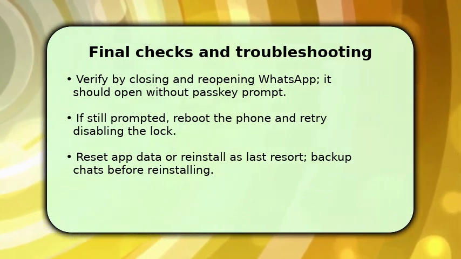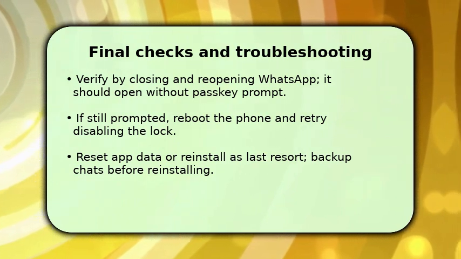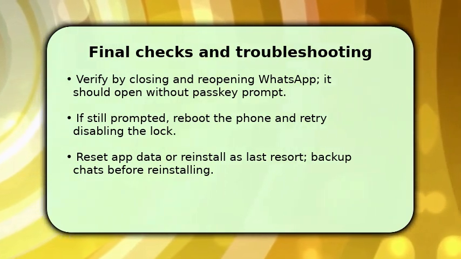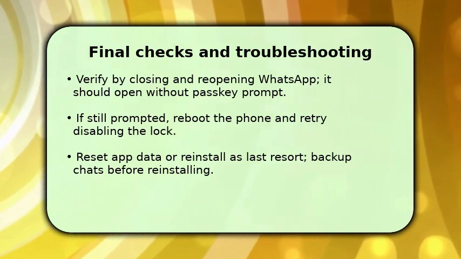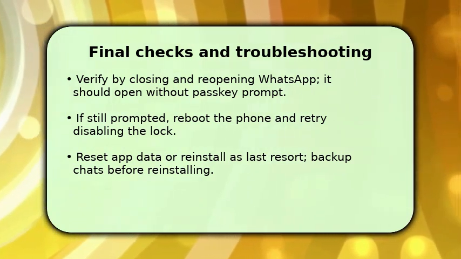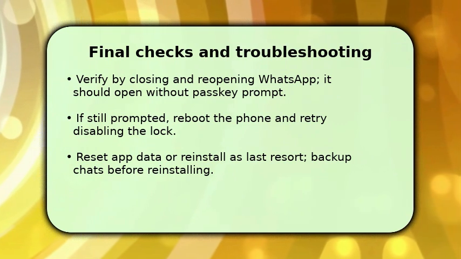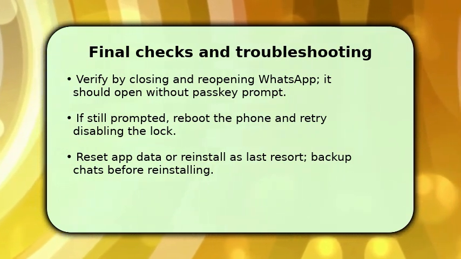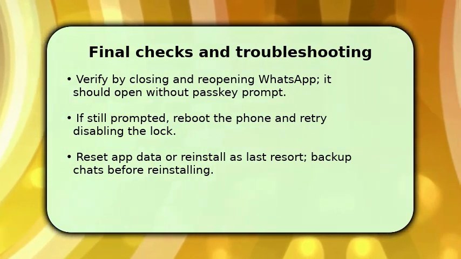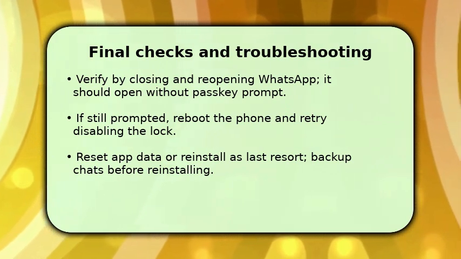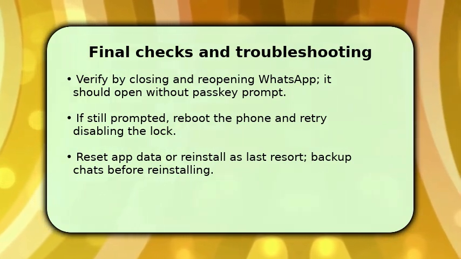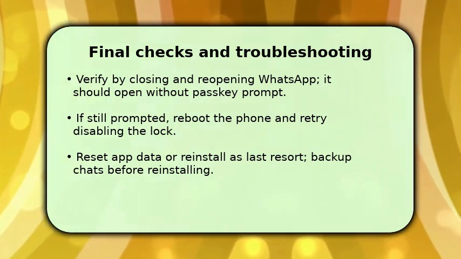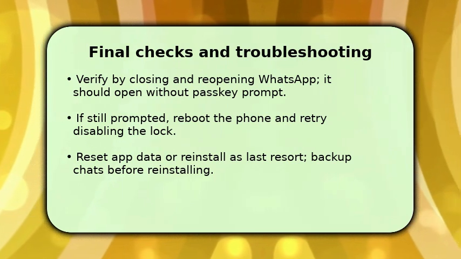If you still see a lock, reboot the phone and repeat the toggle. Temporary system glitches can block settings. As a last resort, back up your chats, uninstall and reinstall WhatsApp, then restore the backup. That clears persistent state issues. If problems persist, check device-level biometrics or security profiles, which may enforce app locks, and adjust them accordingly.